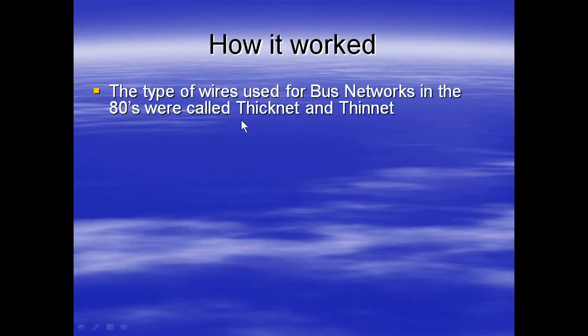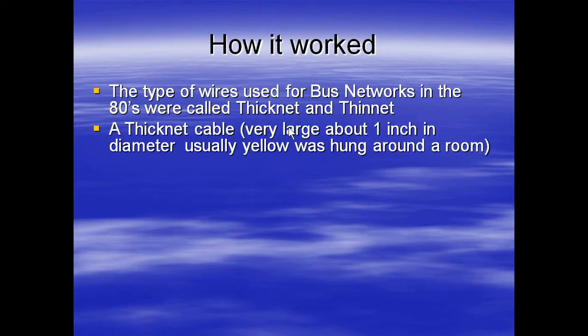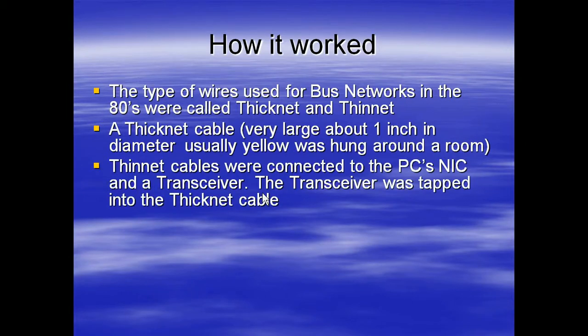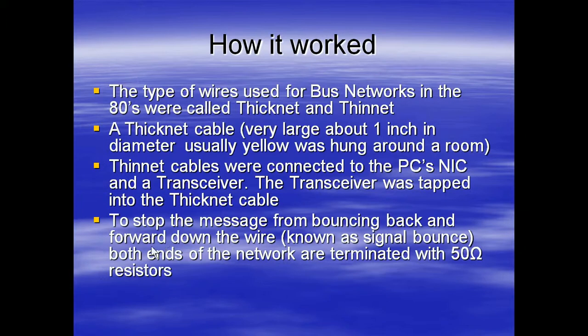There were thicknet and thinnet wires in bus networks in the 80s. Thicknet was a large cable, about 1 inch in diameter, usually yellow, hung around a room. Thinnet cables were connected to the PCs and a transceiver, and the transceiver was tapped into the thicknet cable. To stop the message from bouncing back and forth, which is called signal bounce, both ends of the network are terminated with 50 ohm resistors.